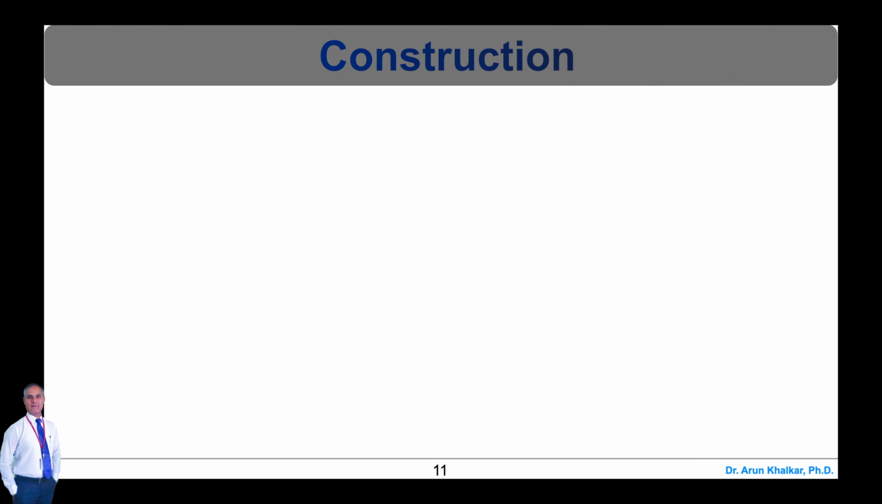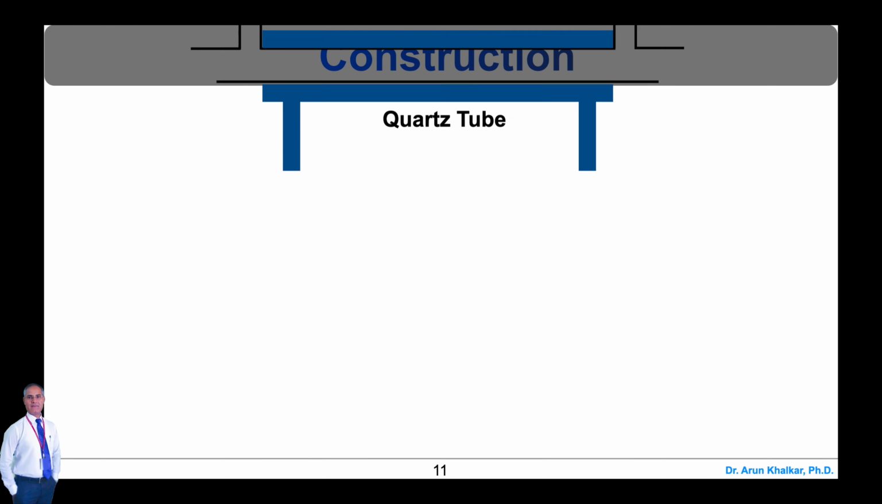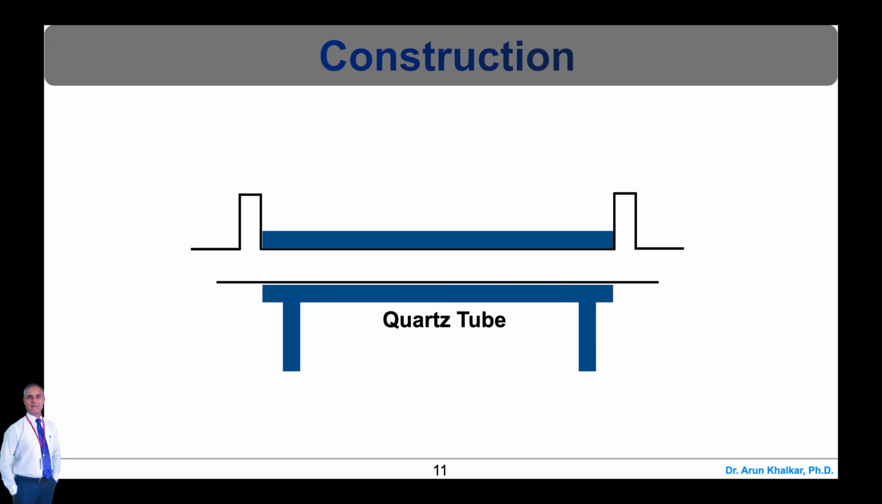Let's see the construction of CO2 gas laser. This laser is a gas discharge quartz tube of about 1.5 mm square cross section and 260 mm length. A water cooling system is connected to the tube to maintain the temperature.